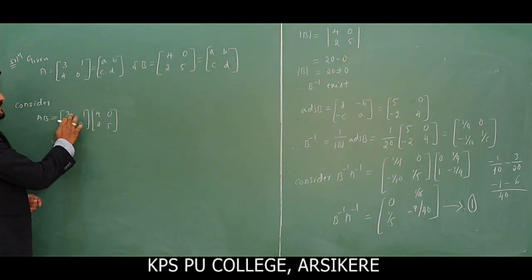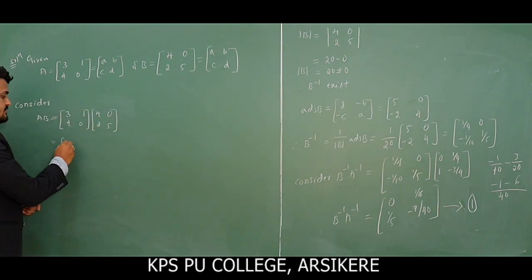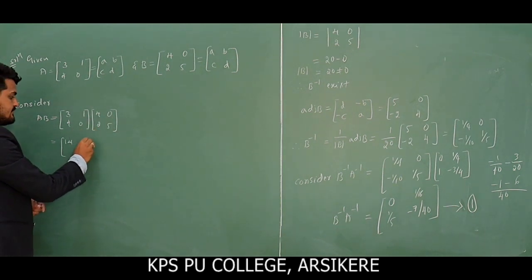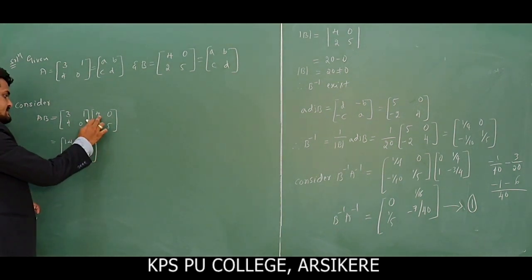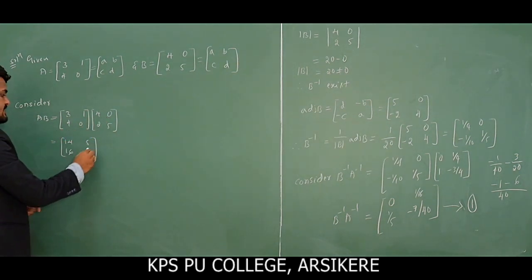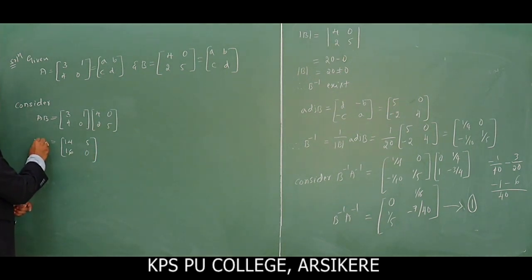So see here, 3 4s are 12, 12 plus 2, 14, right? Then 3 into 0, 0, plus 1 into 5, 5. Next, 4 4s are 16, 0 into 2, 0, so 16. Next 4 into 0, 0, 0 into 5, 0. This is the value of AB. So AB is equal to [14, 5; 16, 0].